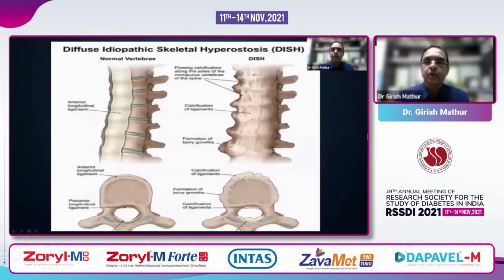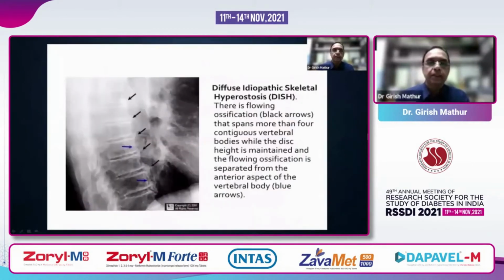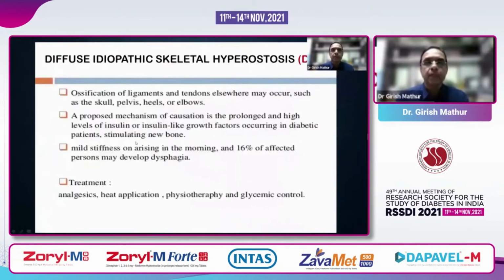We can see the new bone formation in the vertebra, with calcification of the anterior ligament and posterior ligament. There is a new bone formation along the vertebra. The ossification of ligaments and tendon sheaths elsewhere may also occur, such as the skull, pelvis, heels, or elbow.